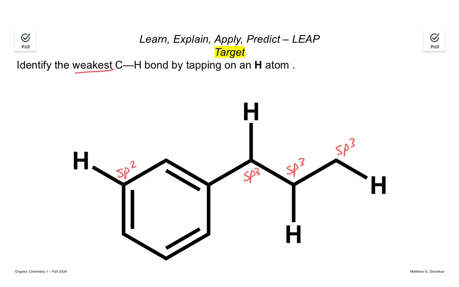It's explicitly asking you for the weakest. In the overall order of CH bond association energies, sp3, in terms of the bond strength, is less than sp2, which is less than sp. So immediately, the sp2 hybridized carbon-H bond is out, because that's going to be stronger than the other 3. Now you're left with 3 choices that are all sp3, so you have to classify them some other way.